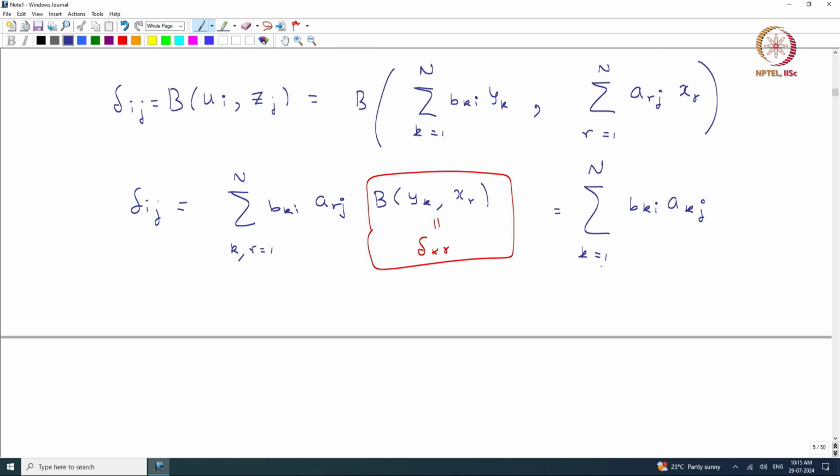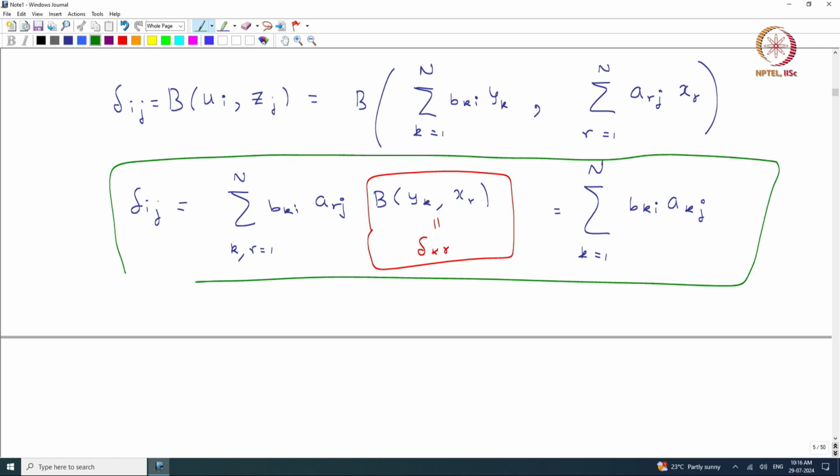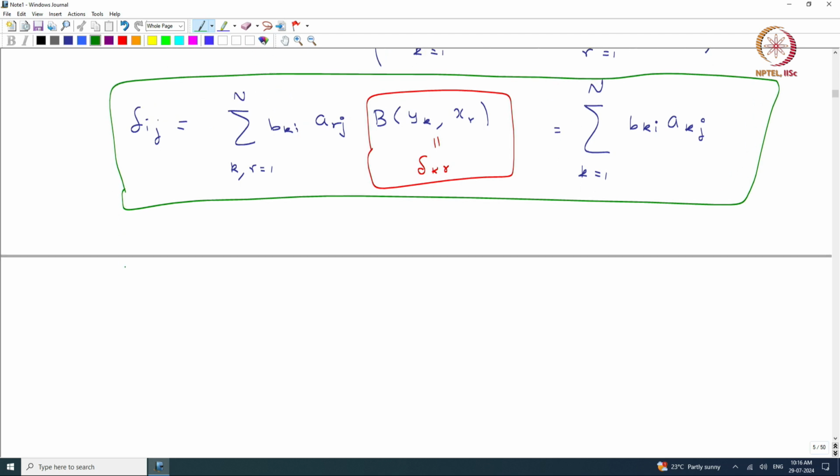So, basically this equation tells you that these matrices A and B are closely related. Indeed, B is the inverse transpose of capital A. So, let us just write this. So, B is the inverse transpose of capital A.